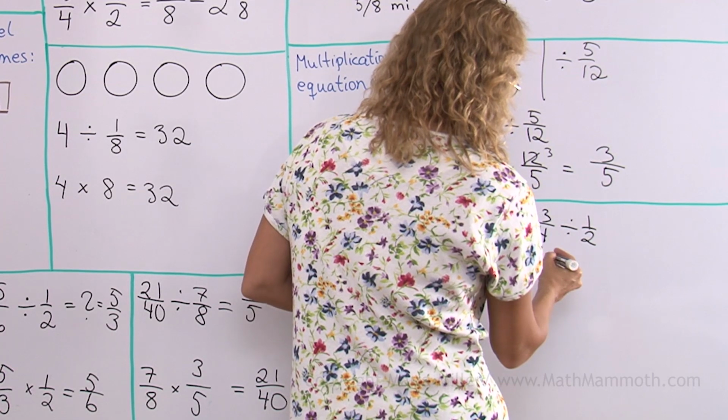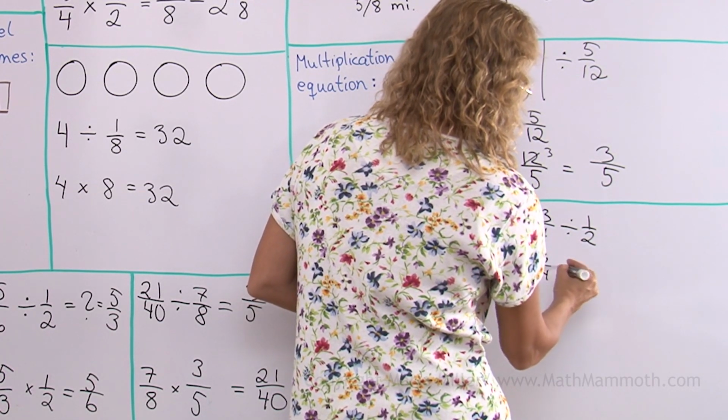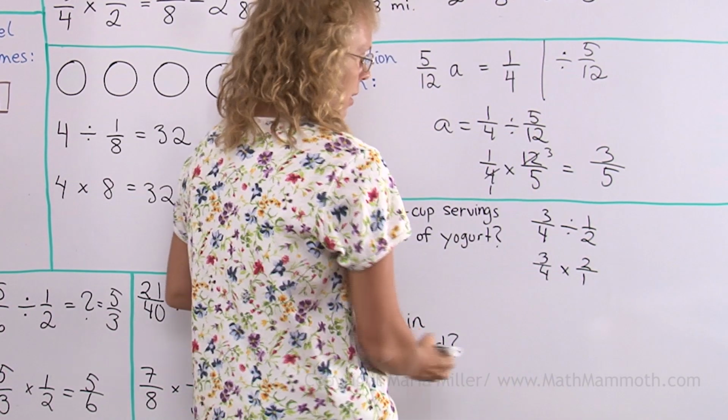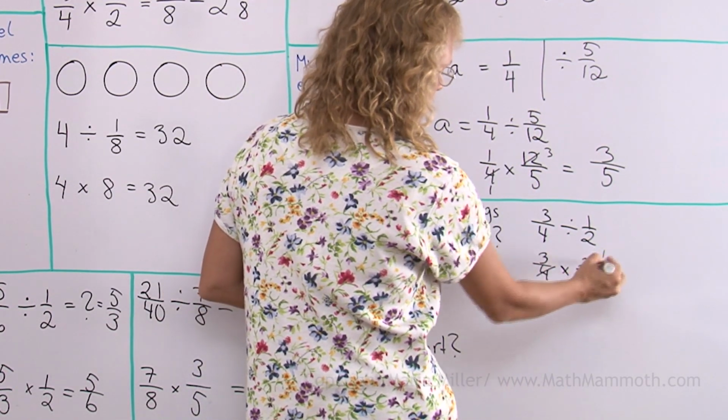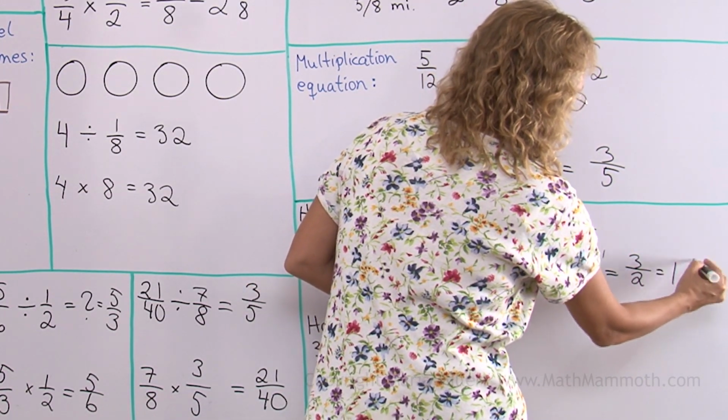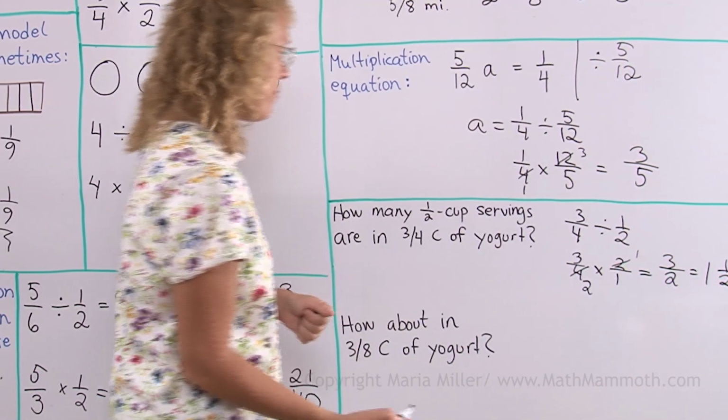And now to solve it, okay, change this into 2/1. And then 2 and 4 simplify. So I get 3/2. 1.5, just like expected.